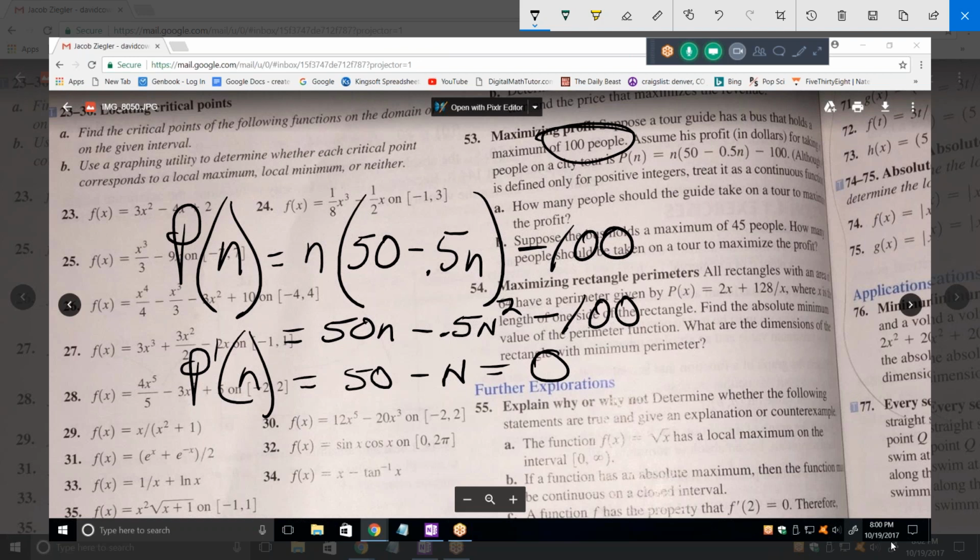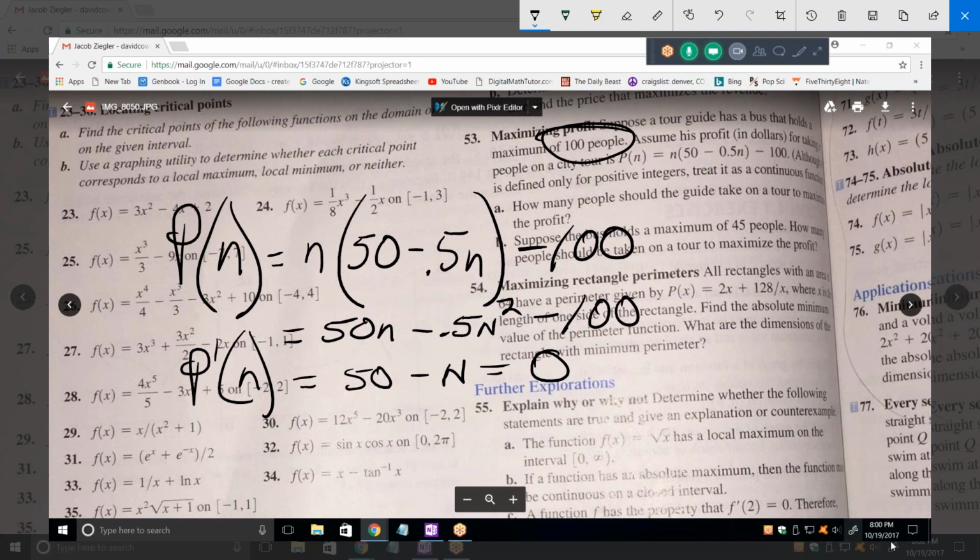Although n is defined only for positive integers, treated as a continuous function. Okay. How many people should the guide take to maximize the profit? 50. Suppose the bus holds a maximum of 45 people. Now they're talking. How many people should be taken on a tour to maximize the profit?